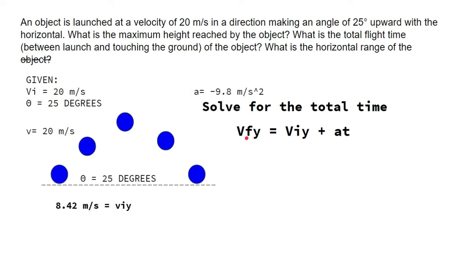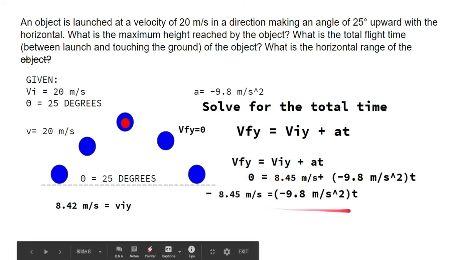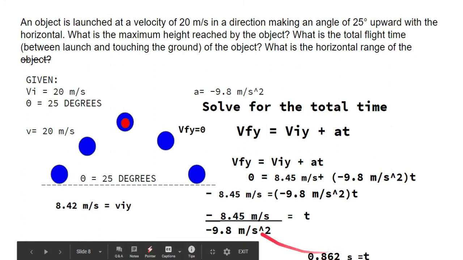So again, our final velocity in this case is 0 because it stops at its highest point. And then we substitute the given value, which is 8.45 meter per second, and then the acceleration. So same procedure, we transpose 8.45 to the other side, and then divide both sides by negative 9.8 meter per second squared. So the answer would be 0.862 seconds. But we are not yet done.